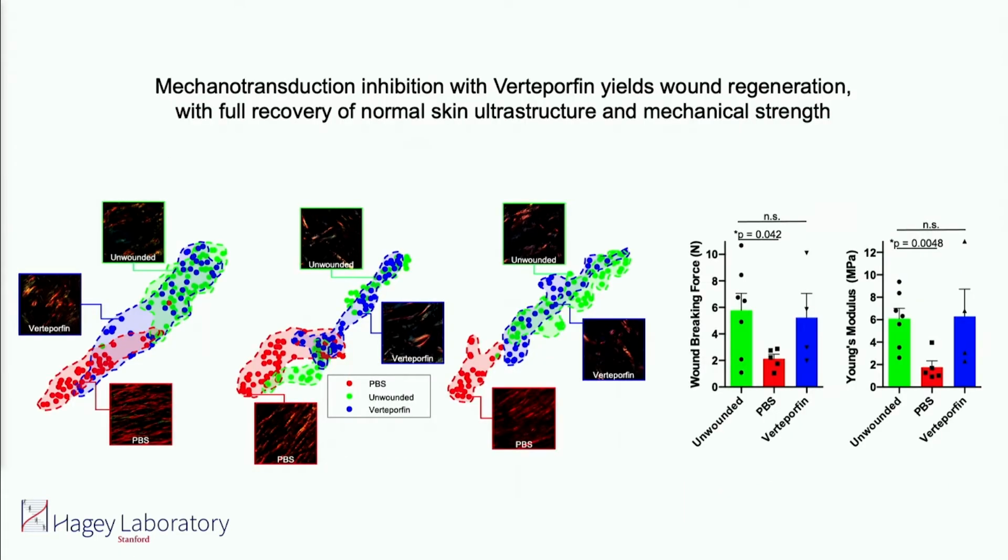We developed a machine learning algorithm as well to quantitatively compare histological specimens by their matrix ultrastructures. And again, I won't belabor the details, but the net of this was that at a quantitative level, the matrix ultrastructure of verteporfin-treated wounds was also indistinguishable from unwounded skin. And as a result of having the same ultrastructure of unwounded skin, our verteporfin-treated wounds had the same mechanical strength as unwounded skin. Scars, of course, being typically weaker than unwounded skin.